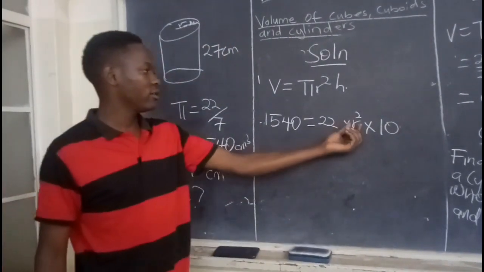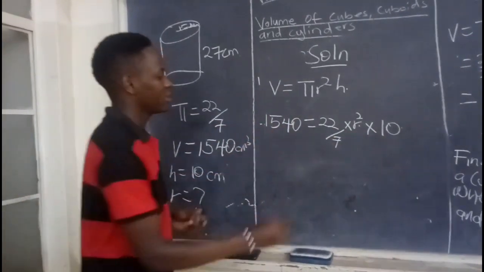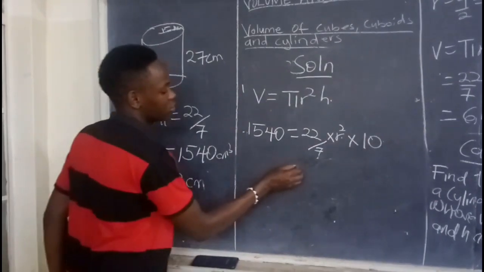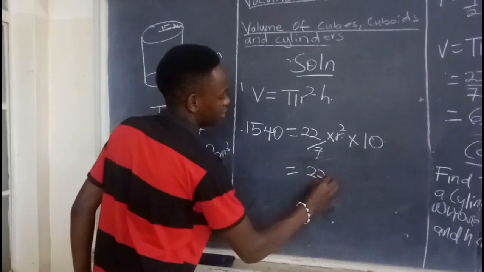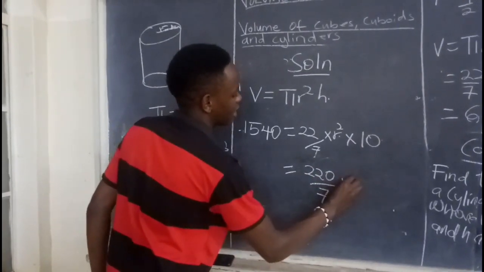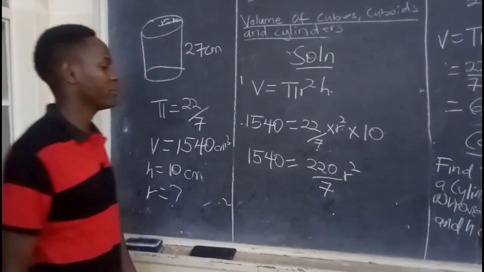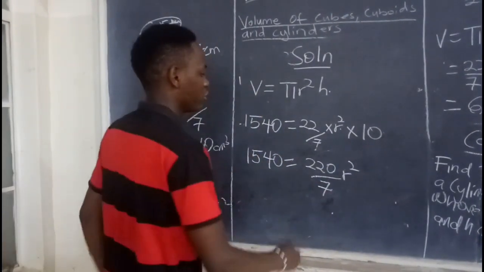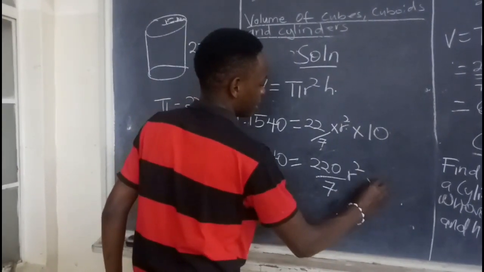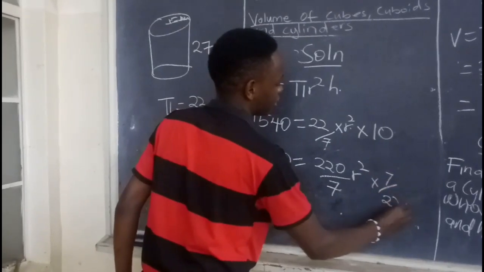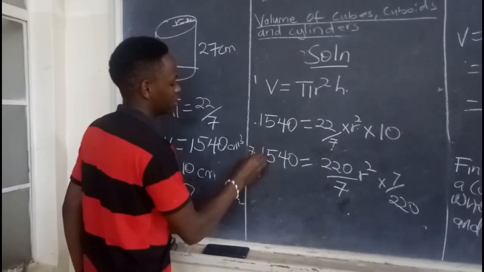For you to remain with r squared on one side, the other values you should bring them on this side. So it will be equal to 22/7 times 10, which is 220/7, and r squared is equal to 1540. To remain with r squared on one side, you should multiply by the reciprocal. So here you should multiply by 7 over 220 on both sides.